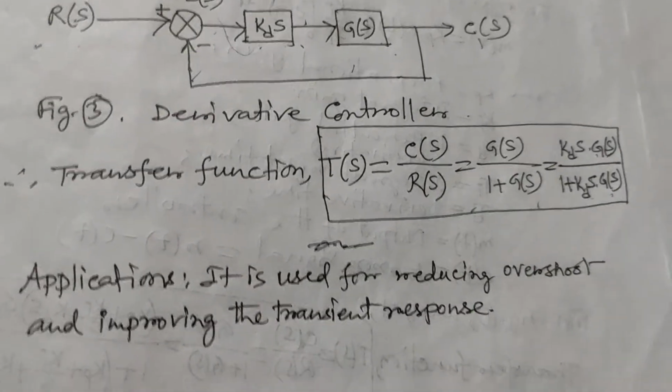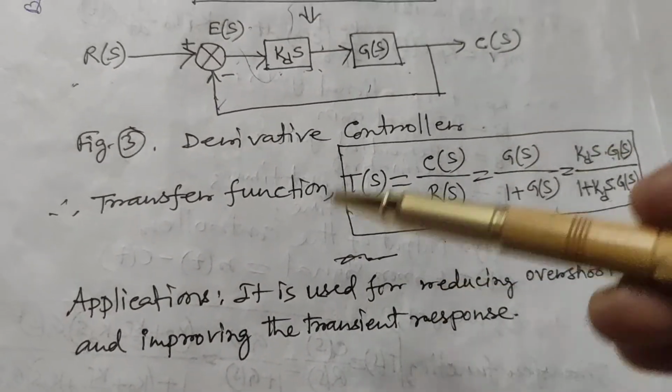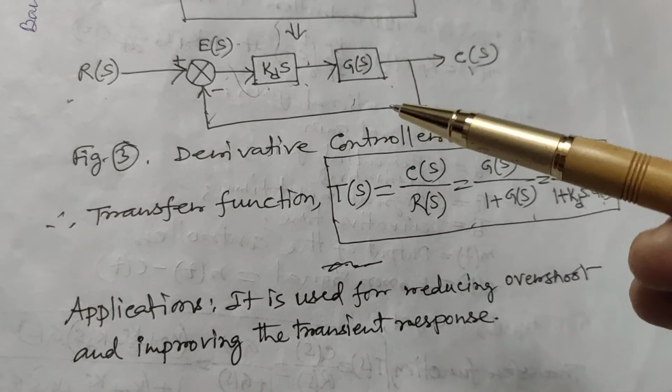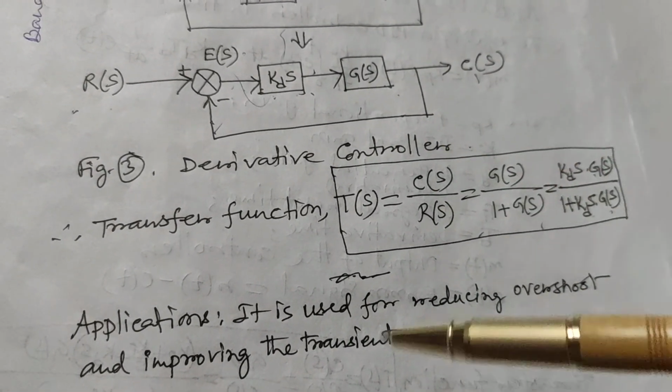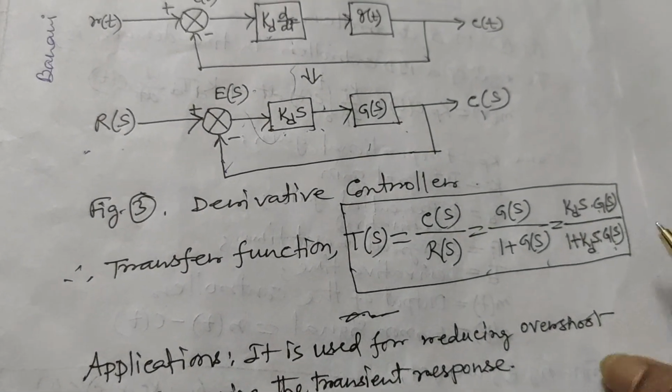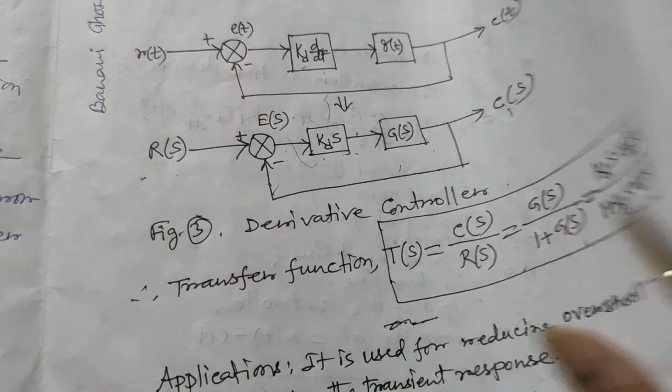What are the applications of the derivative controller? It is used for reducing overshoot, as I have told you previously, and improving the transient response. Derivative controllers are used for this. Okay, thank you.